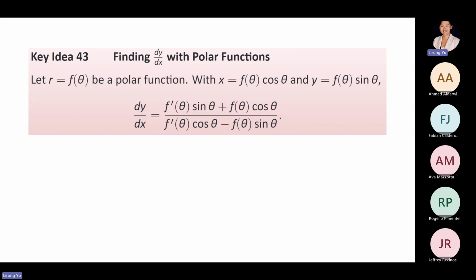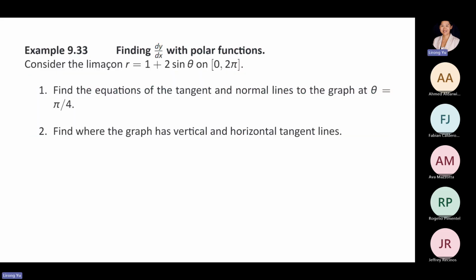So let's look at an example of how we do this. We have a limaçon that says 1 plus 2 sin theta. In this question, the 2, the coefficient of sine, is bigger than the 1. So that means you only have a really small circle.